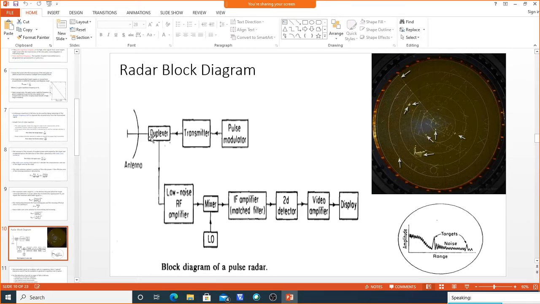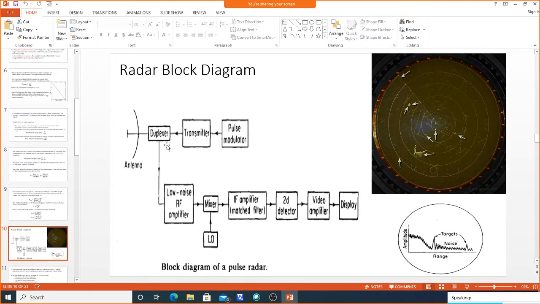On the duplexer, at the receiving time, the anti-transmit-receive module will receive, and the signal will be sent to the receiver side. So now the general receiver of the radar block diagram will be similar to a communication system. It is like a superheterodyne kind of thing.